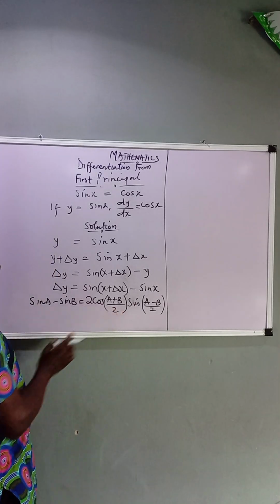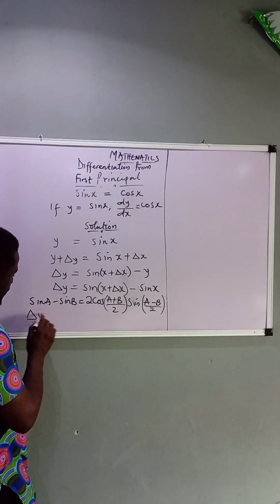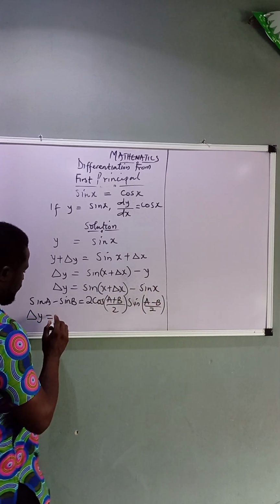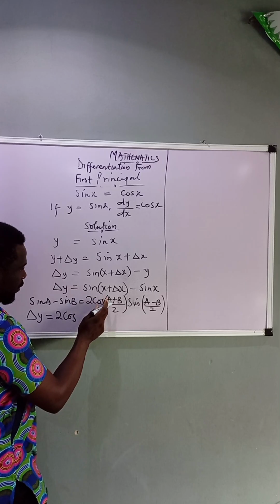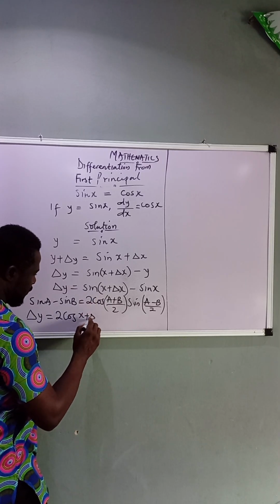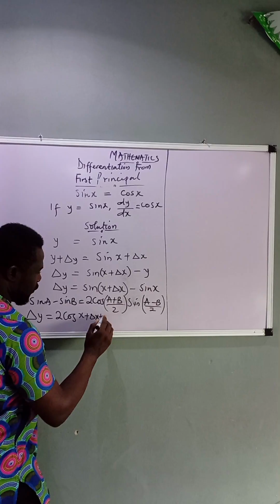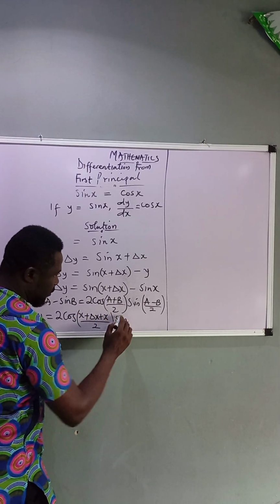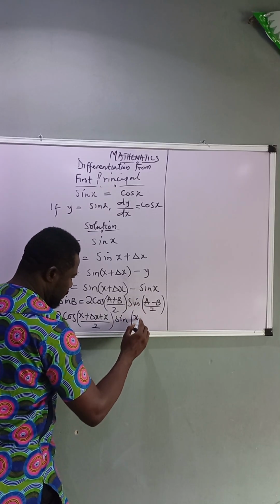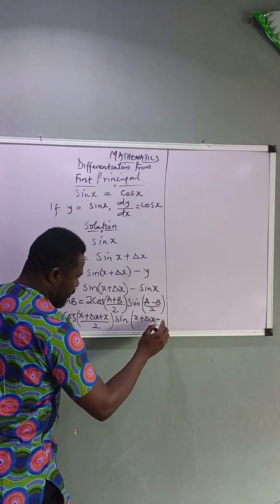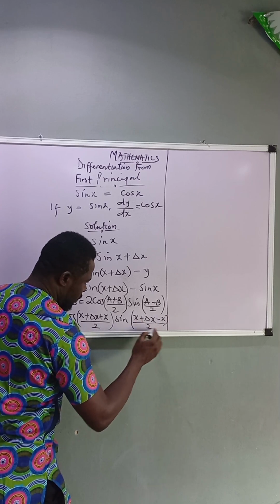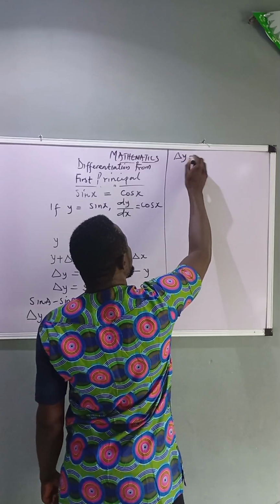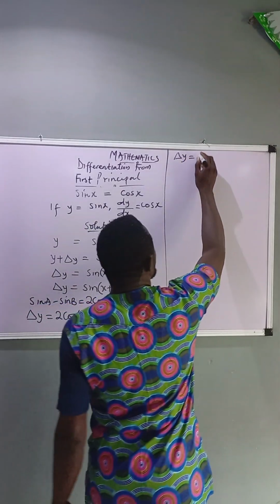If we apply this, you are going to be having that delta y will be equal to, so this is my A and this is my B. We are going to have 2 cos. In place of A, I'll write x plus delta x. And in place of B, I'll write x, over 2 sine. The same thing, in place of A, I'll write x plus delta x. In place of B, I write minus x over 2.